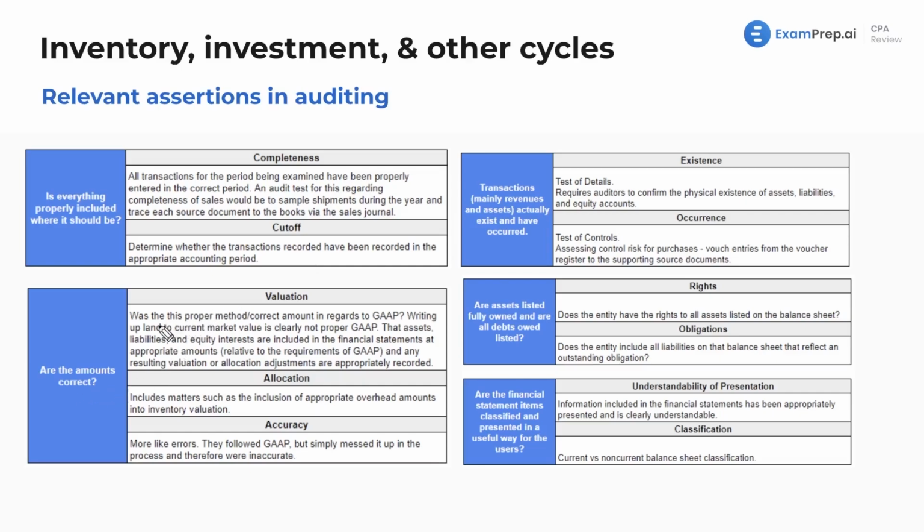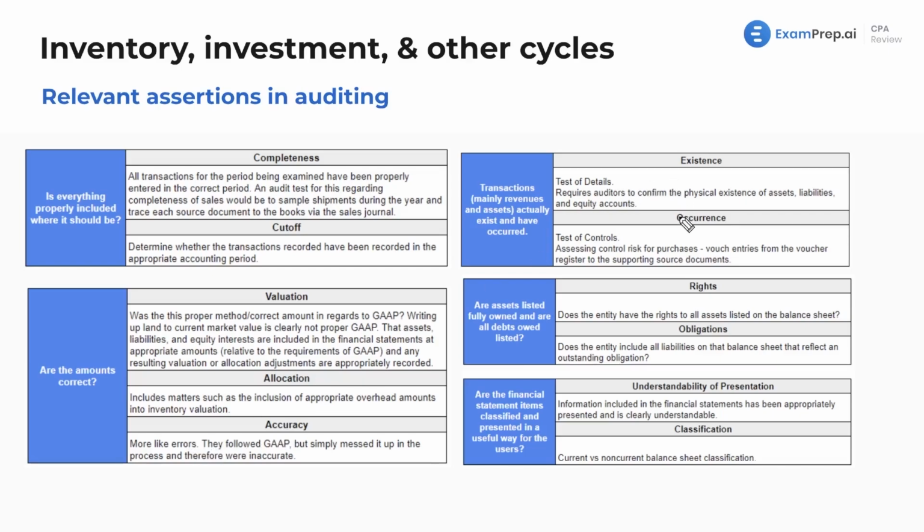Well, valuation: was the proper method or correct amount used in regard to GAAP? That's really the core of it here. Allocation includes matters such as the inclusion of appropriate overhead amounts into inventory valuation, making sure that we're using LIFO, FIFO, weighted average, whatever the proper method is that we want to use. And then accuracy, just making sure there are no errors.